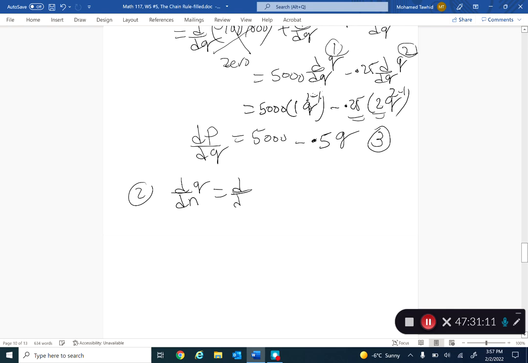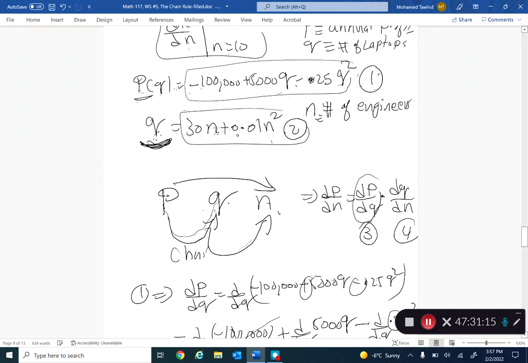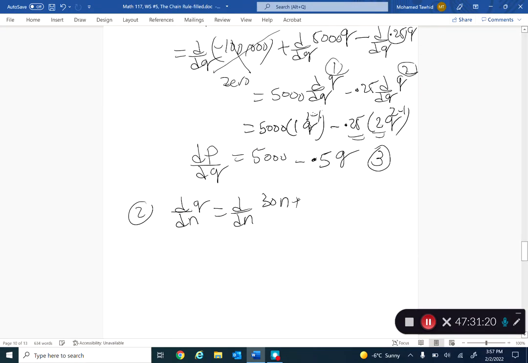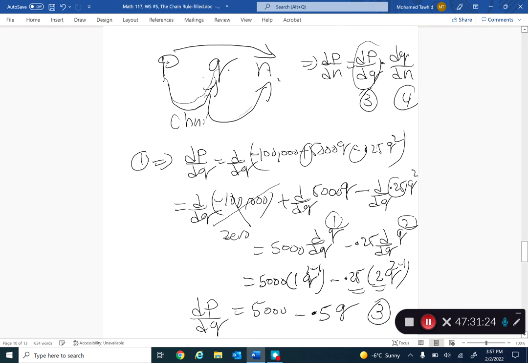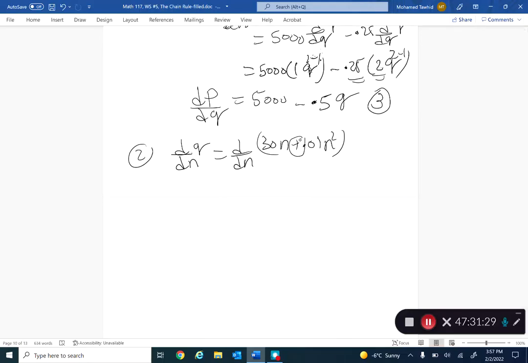So I just copy Q from there. You have 30N plus 0.01 N squared. I close the bracket. Then I have to take the derivative term by term, which is the derivative of 30N plus the derivative of 0.01 N squared. So that's a constant. I can grab it outside. So what do you have left?